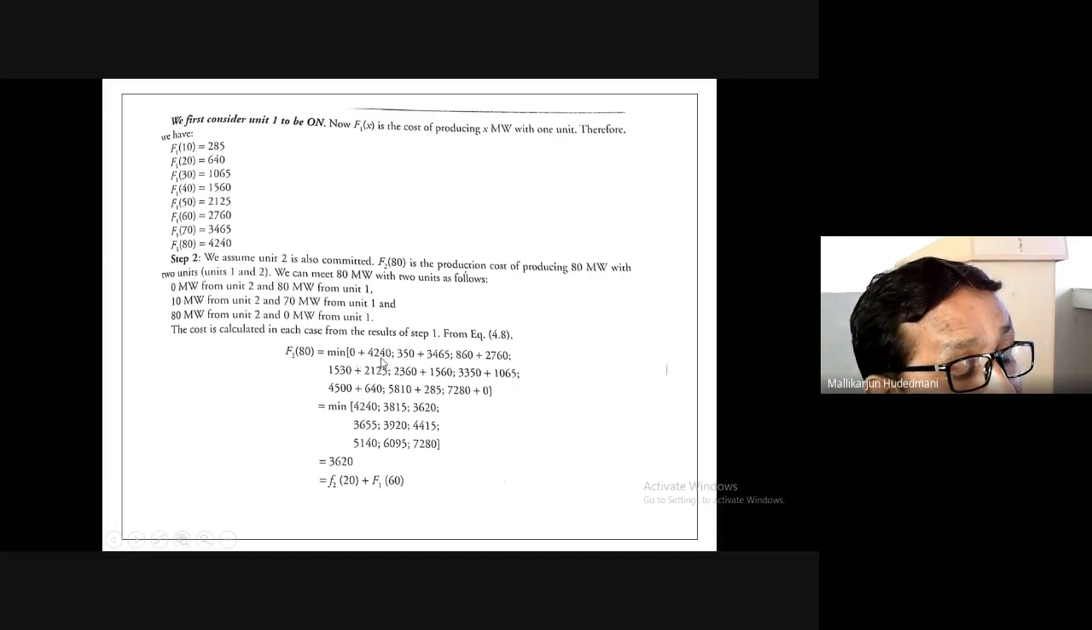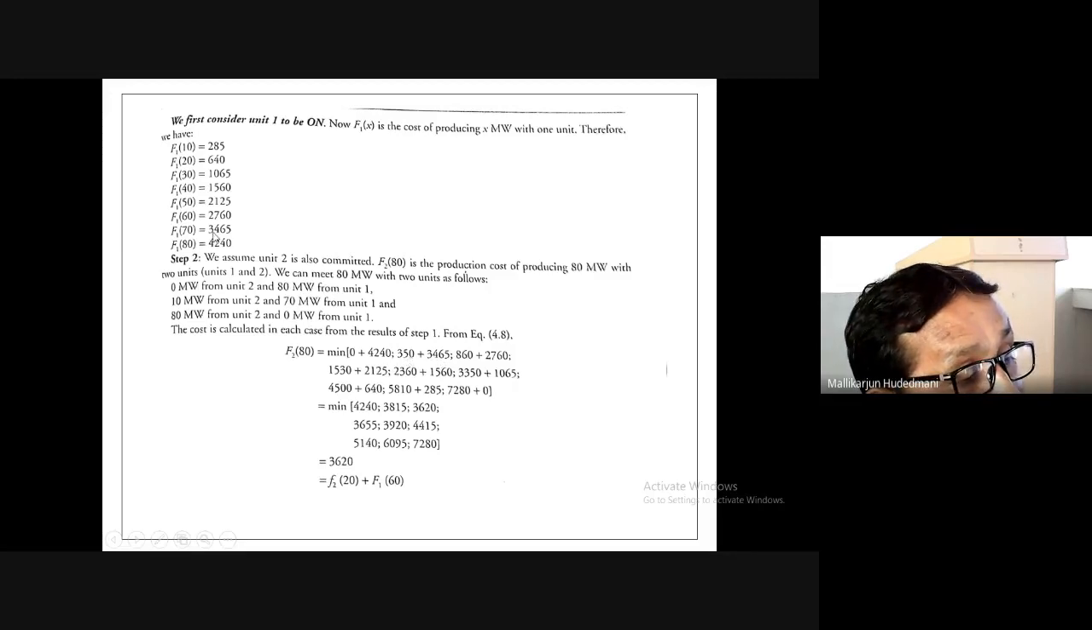4240, first possibility. You can check here. 0 plus 4240. What is this? You can just see, 4240 refers to whole 80 megawatts from machine 1. 80 megawatts from machine 1, if I take, it is 4240. Then 0 megawatt from machine number 2. Then 70 megawatt from machine number 1, 10 megawatt from machine number 2.